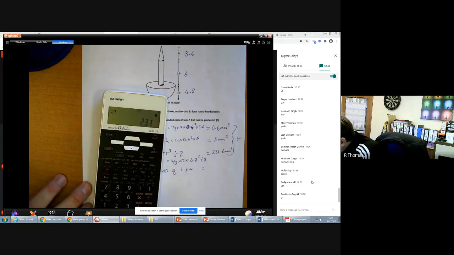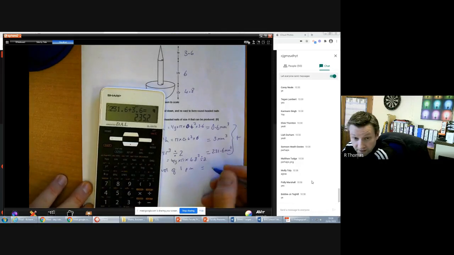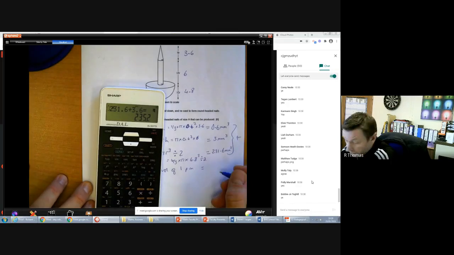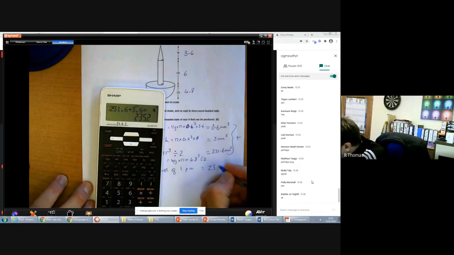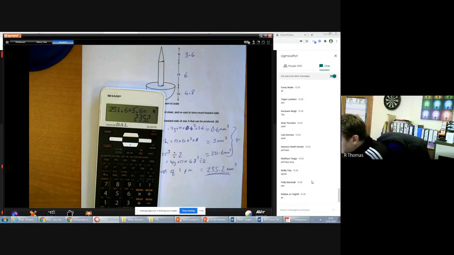Right, so my final answer for the total volume of the pin is 235.2 cubic millimeters. I have no idea if that's right or not. It's not like the other one where you can sort of picture, does that sound right? No idea at all, but I'm going to go with it. I don't think I've made a mistake. I've checked all my buttons. I always recommend doing these questions twice because it's easy to press a wrong button.